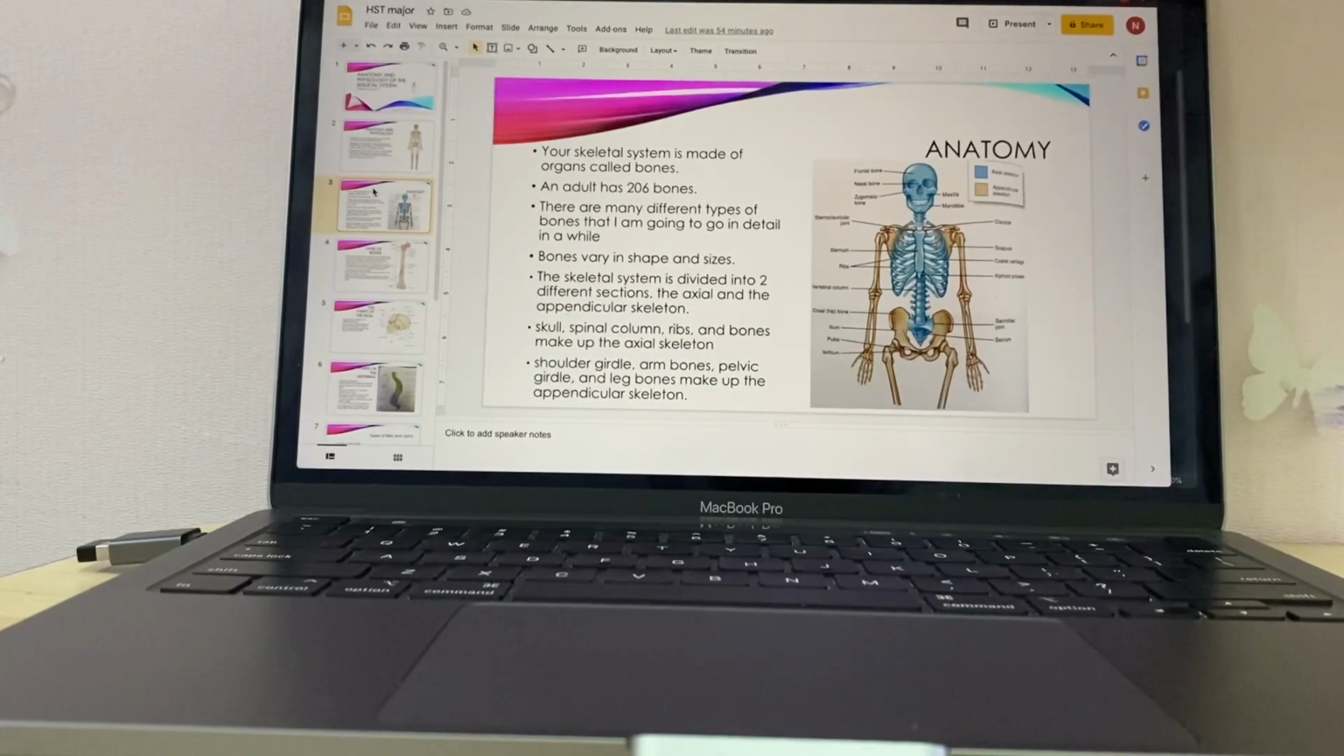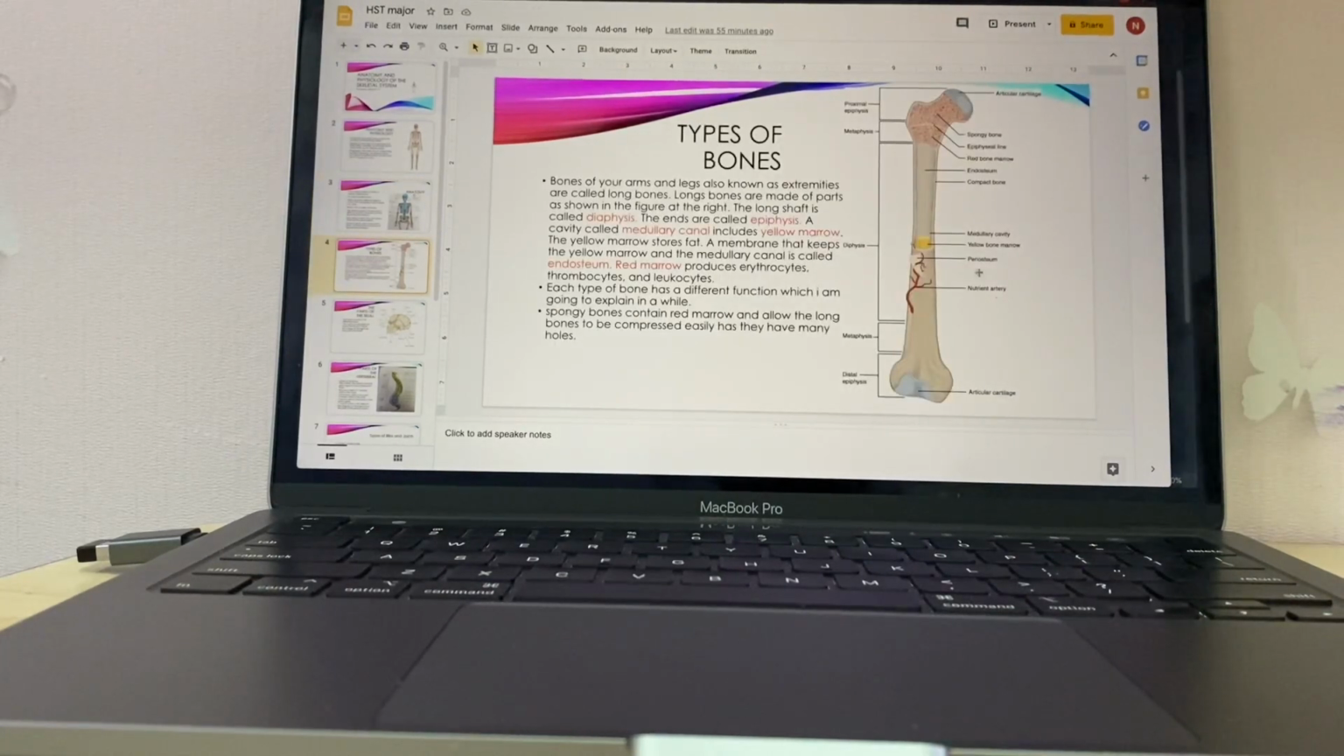Your skeletal system is made of organs called bones. There are many different types of bones and they vary in shape and size, and this is how you know the different types of bones. The skeletal system is divided into two sections, the axial and the appendicular skeleton. As you can see, the picture at the side shows a visual. The skull, spinal column, ribs, and breastbone make up the axial skeleton, and the shoulder girdle, arm bones, pelvic girdle, and leg bones make up the appendicular skeleton.